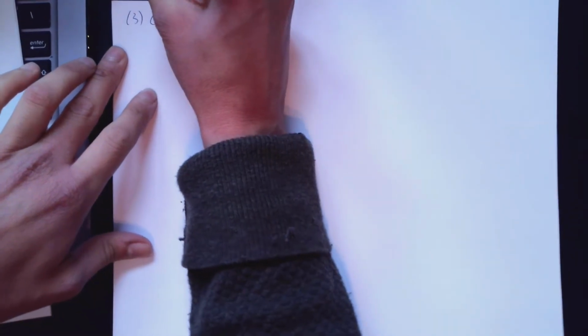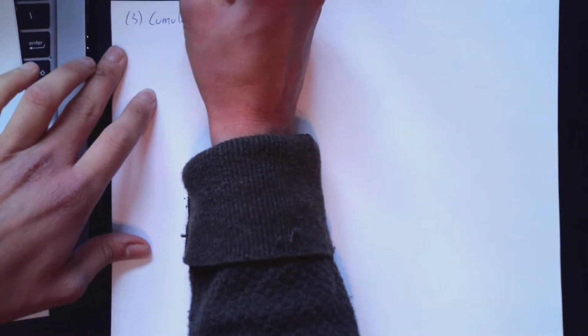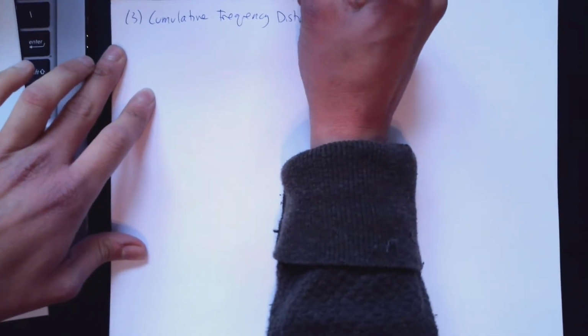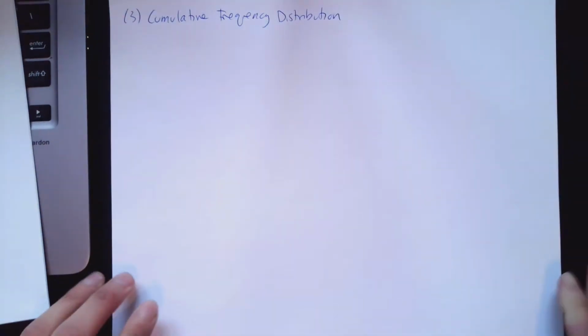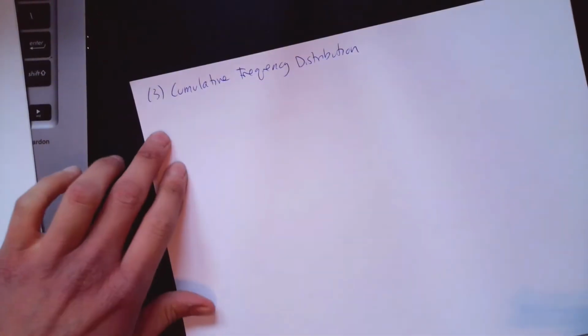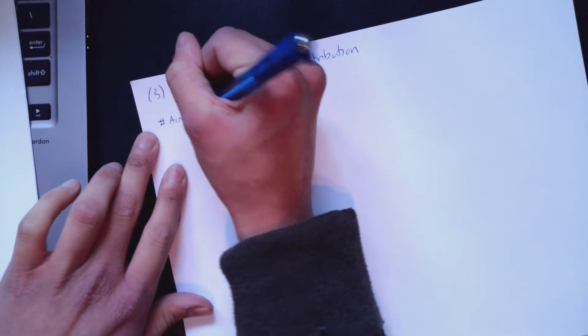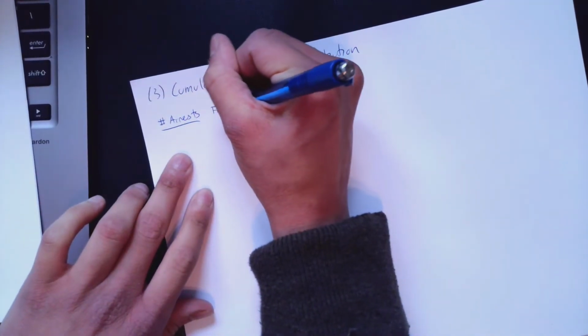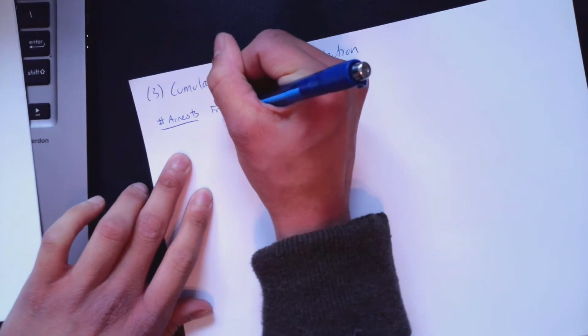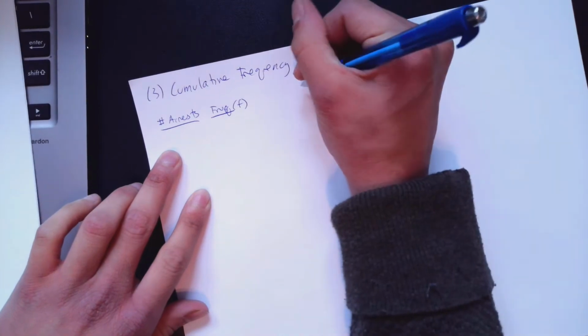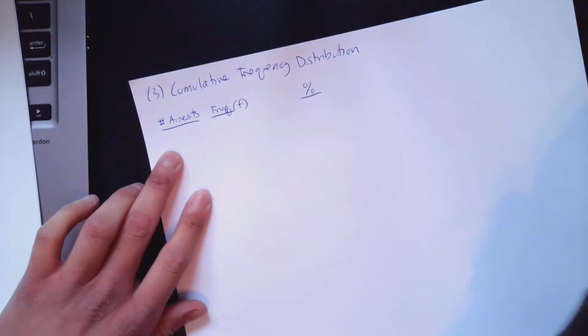So moving on to our example of a cumulative frequency distribution. I'm going to once again rewrite the number of arrests example. The frequency here. And then I'm going to put percent over here, which you'll see why in a second.